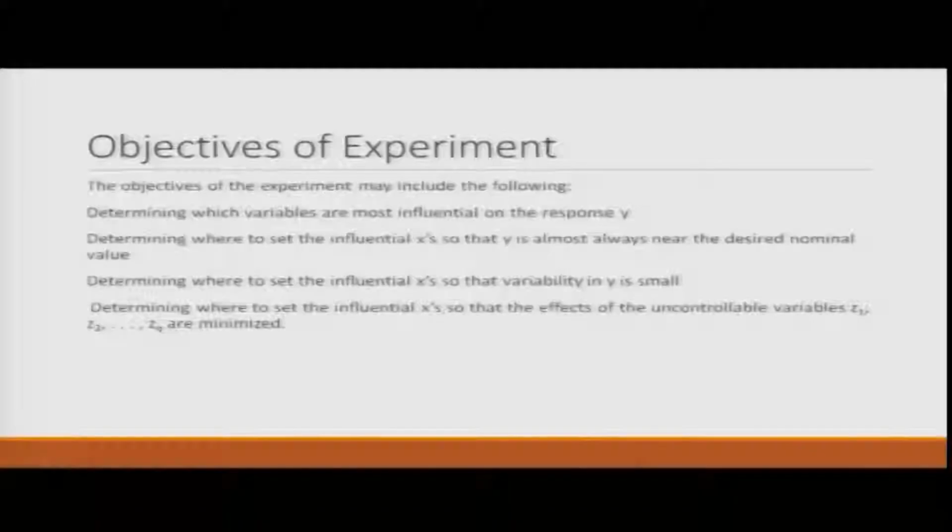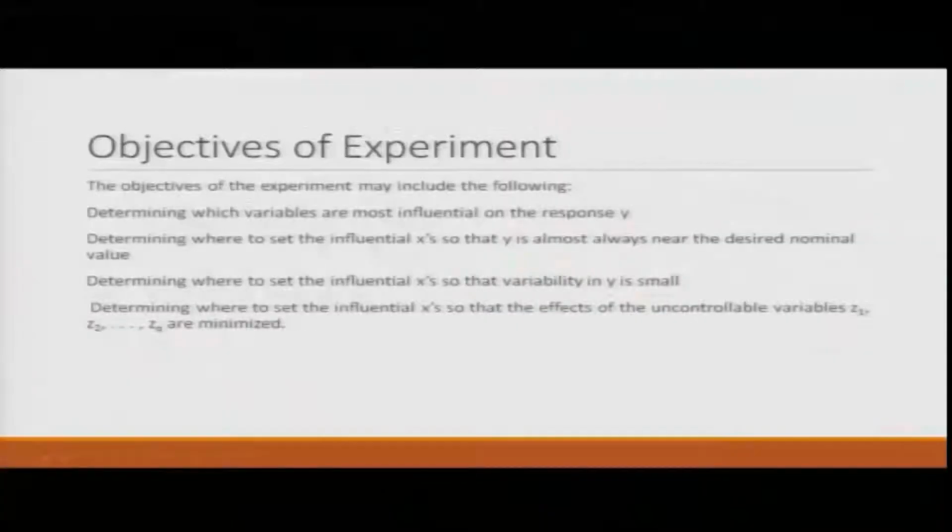If you remember, we mentioned that unbiasedness and consistency were two important properties. These are not the main points, but they are essential when you are trying to understand how the test is to be conducted and what important things we should remember. We should also remember where to set the influential x's so that the effects of the uncontrollable variables, z1 to zq, are minimized and kept to the lowest level.